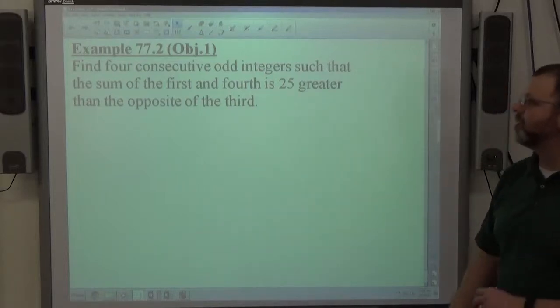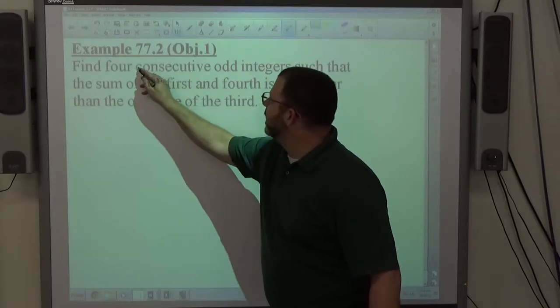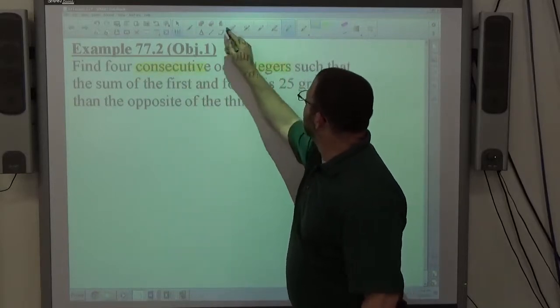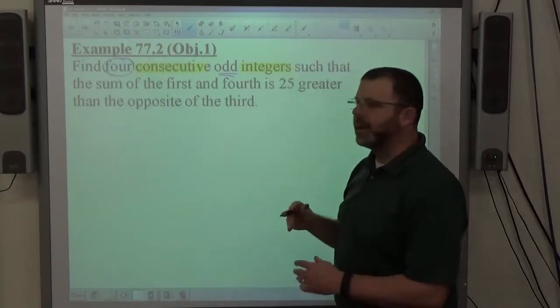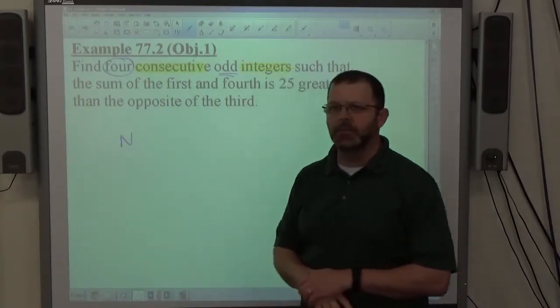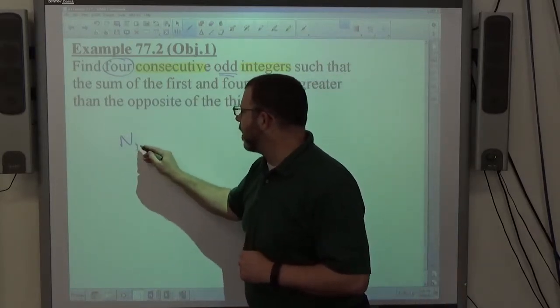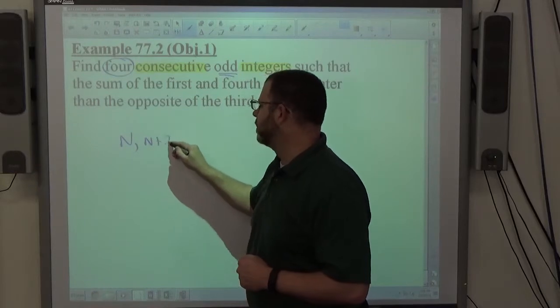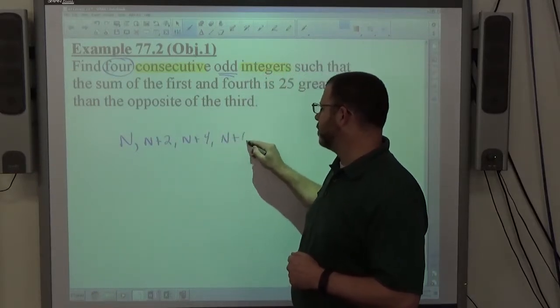Okay, example 2 says find 4 consecutive odd integers. So again, consecutive integers. This time it says odd, and we want 4 of them. So again, if I represent some letter n to represent some odd number, I don't know what odd number it is, but it represents an odd number. The next bigger odd number than that's going to be 2 more. The next one bigger than that's going to be 4 more. The next one bigger than that's going to be 6 more.